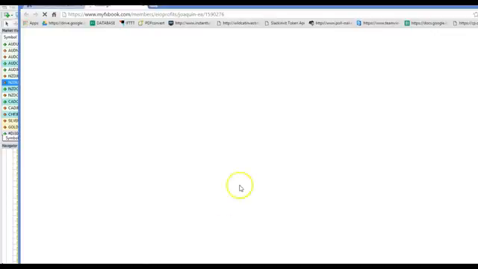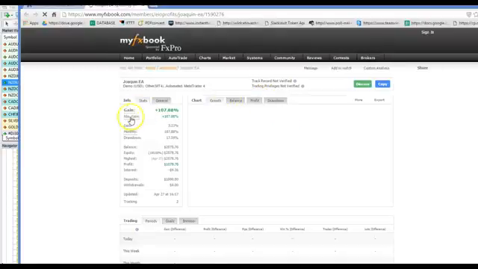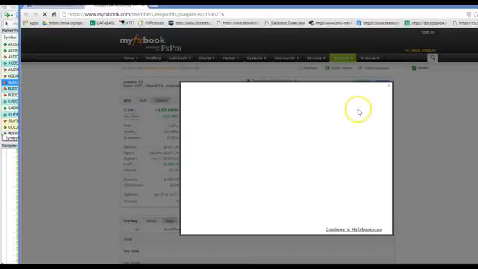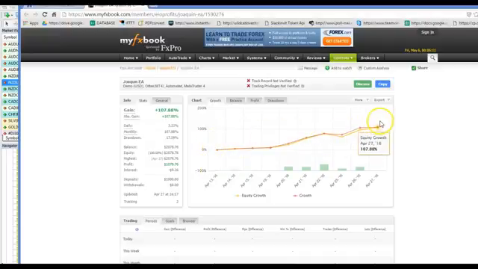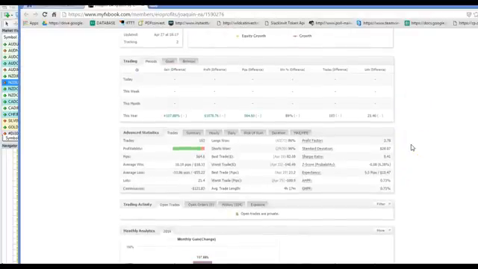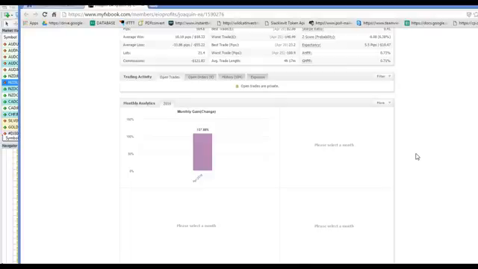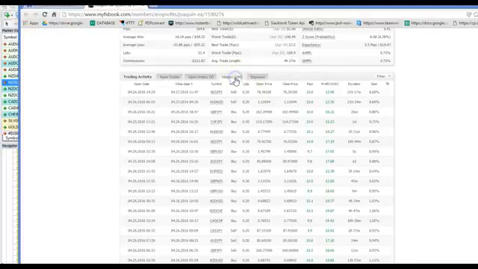Oh, here it is. This is what I'm looking for. He made 107. This is on myfxbook. It's verified. You can't mess with myfxbook. You can't take away trades or whatever. He made 107% return from April the 13th through April the 27th. Here is his information.